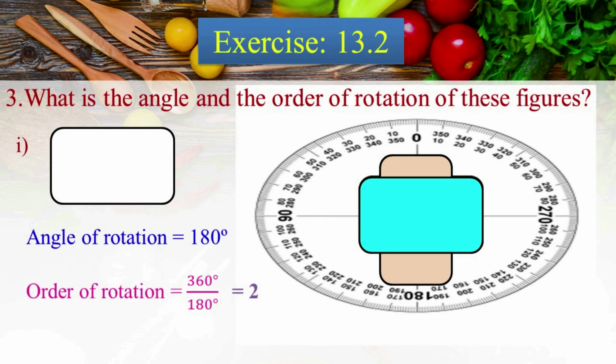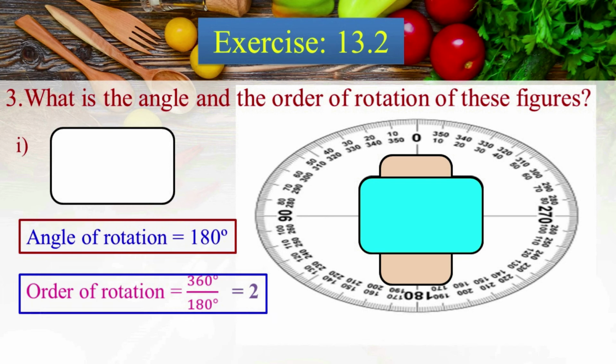Now we have moved the figure to 180 degree. Let us move it to 270 degree. The shape is not matched with the original one. Now I have completed one full rotation. We got the original shape. Therefore, 2 times we got the original shape. Angle of rotation is equal to 180 degree and the order of rotation is equal to 2.